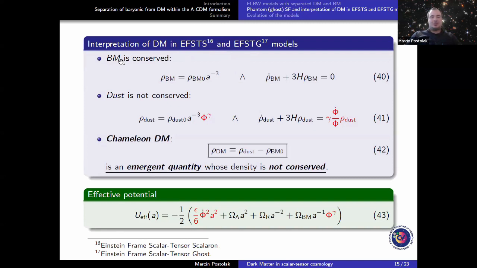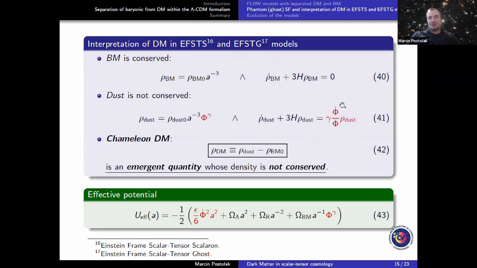Okay, so how one could interpret dark matter in our Einstein frame scalar-tensor scalaron and Einstein frame scalar-tensor ghost models. So the baryonic matter, as in the standard case, is conserved. So here you can see the continuity equation. But the dust, so the standard matter, is not conserved, because here you can see the additional term, which is just the scalar field, and we obtain the non-continuity equation.